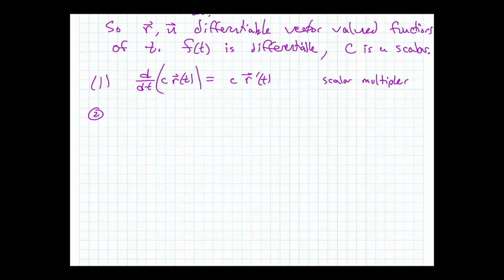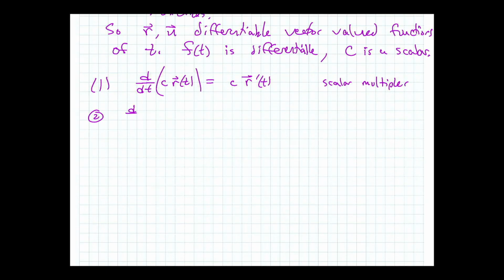Second rule is going to be just for sums, right? So we're just doing this as simply as we can. So we've got r plus or minus u, and the result would be r prime, you take the derivative of the first vector valued function, plus or minus u prime, you take the derivative of the second function. That's going to be the sum and difference rules.